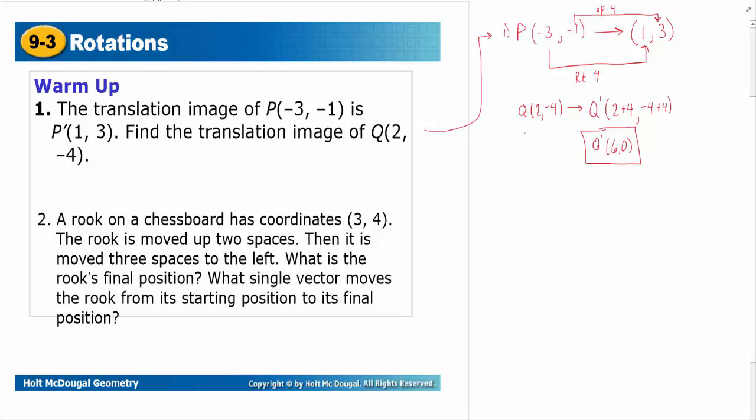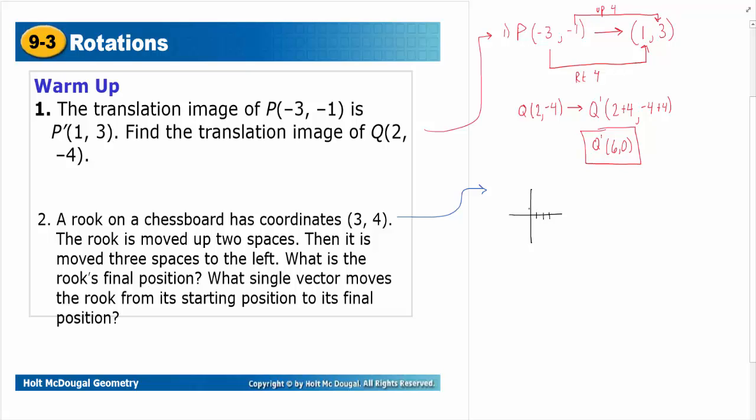Number 2. It says we have a rook on a chessboard. It has coordinates 3, 4, and it is moved up 2 spaces. Then it is moved 3 spaces to the left, and what is the rook's final position? So you can picture this or just do it algebraically, just to give you an idea what it would look like on the coordinate plane.